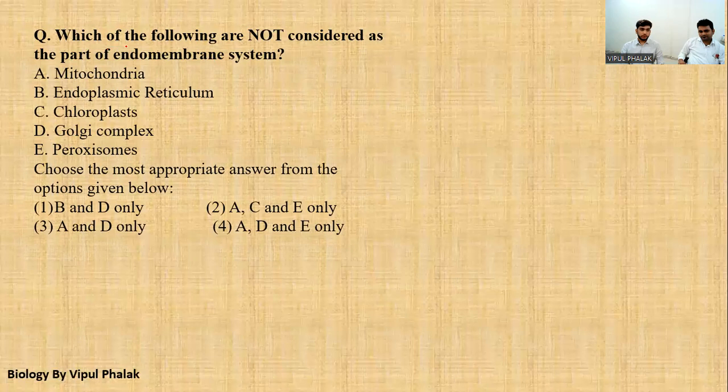Next question we got. Which of the following are not considered as a part of endomembrane system? This here is the word which you have to consider. We know that endomembrane system consists of endoplasmic reticulum, Golgi apparatus, or Golgi body complex. Third is lysosome and nucleus.